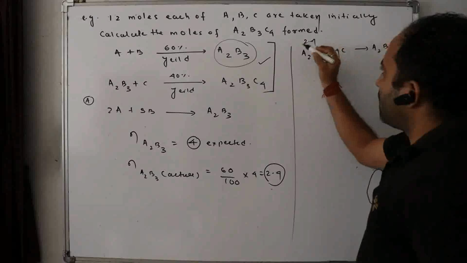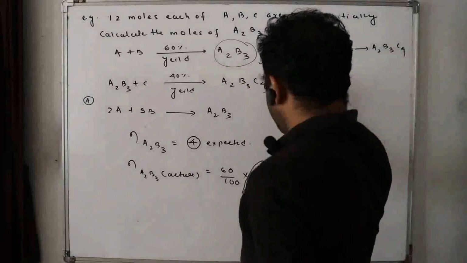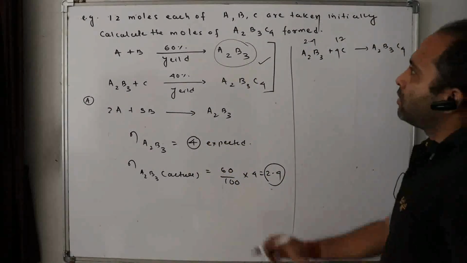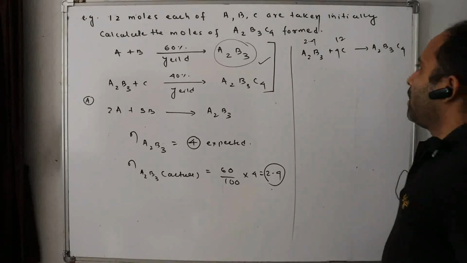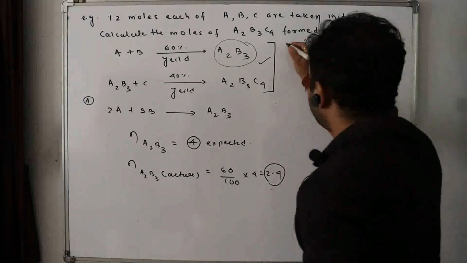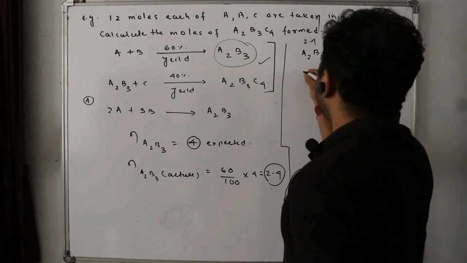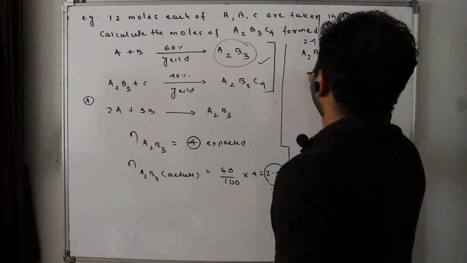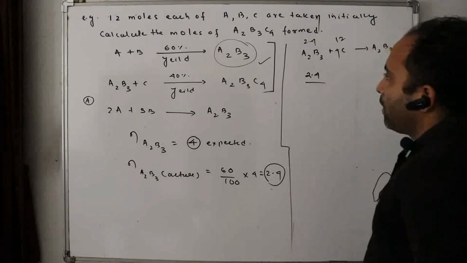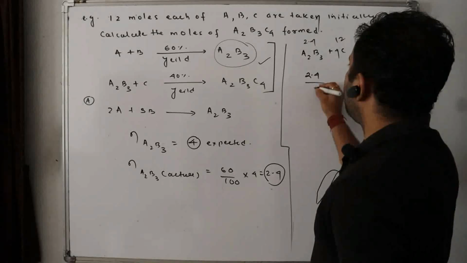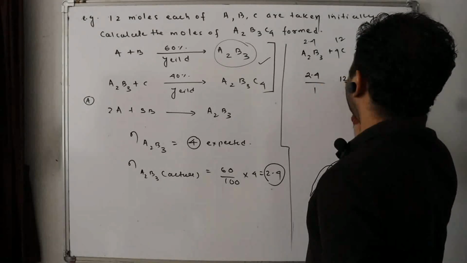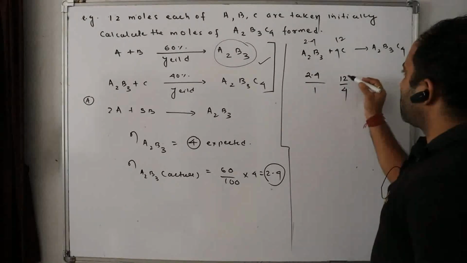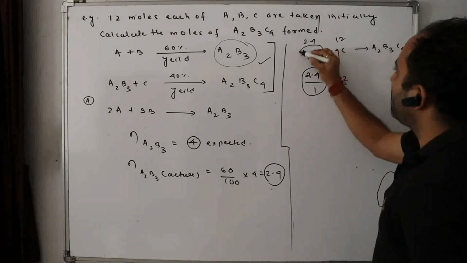Now how much A2B3 is initially taken? 2.4, because this is the consecutive reaction, and this much amount, 2.4 moles of A2B3, is used in the second reaction. And how many moles of C are taken? 12 moles. Initially it is given in the question. Now, how to find the limiting reagent? Divide the number of moles given initially. How much? 2.4 by stoichiometric coefficient 1. This is 12 by 4. So 12 by 4 is 3. So this is the limiting. Now A2B3 is the limiting.